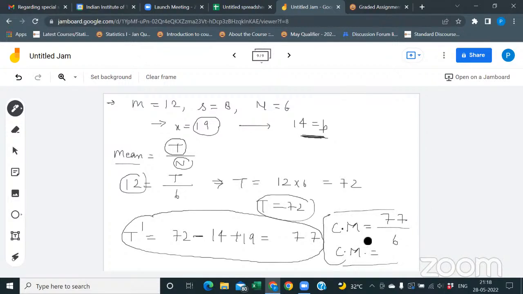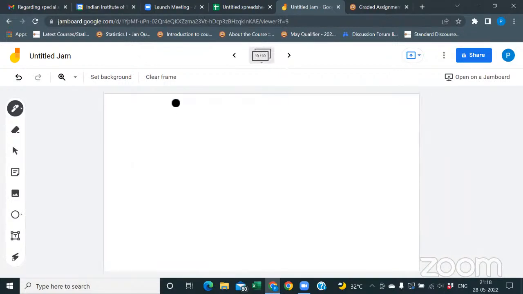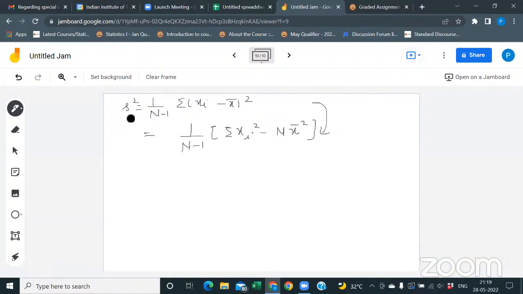Yes, sir. Now come to the sample variance, right? You know the formula of sample variance: 1 upon n minus 1, summation of xi minus x bar square. If you expand this formula, you will get summation xi square minus n times x bar square. I have explained this earlier. Now you have to calculate these things, summation xi square.